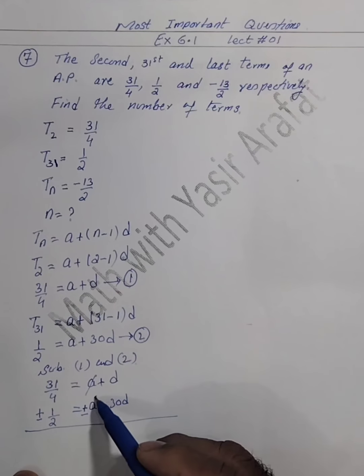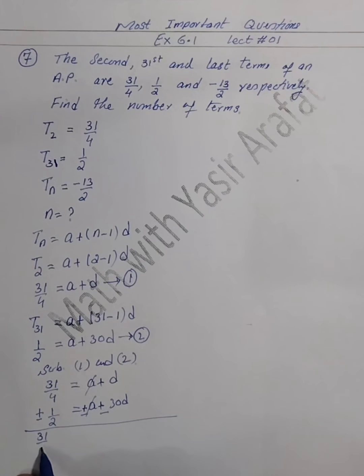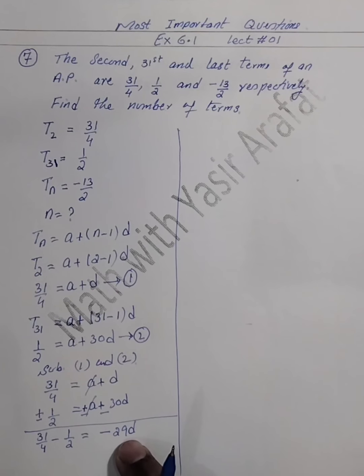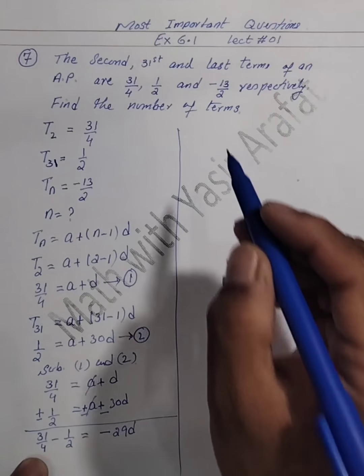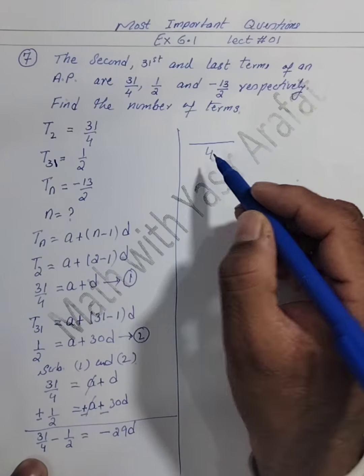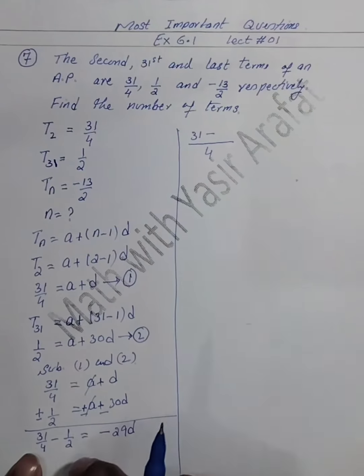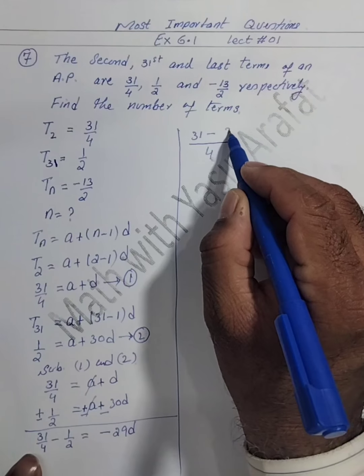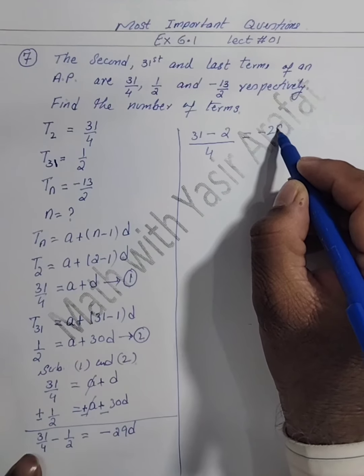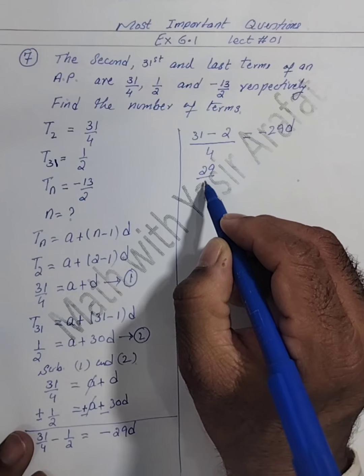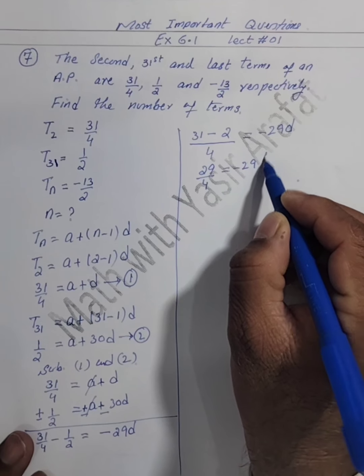Now this plus A minus A will cancel out. So this is 31 over 4 minus 1 upon 2, and this is minus 29D. So just take out the LCM on the left hand side here. This is the simple ordinary LCM. 4 and 2, we have 4 as LCM. 4 divided by 4 is 1, 1 times 31. 4 divided by 2 is 2, 2 ones are 2. So this is 31 minus 2, it is 29 over 4, and that is minus 29D.